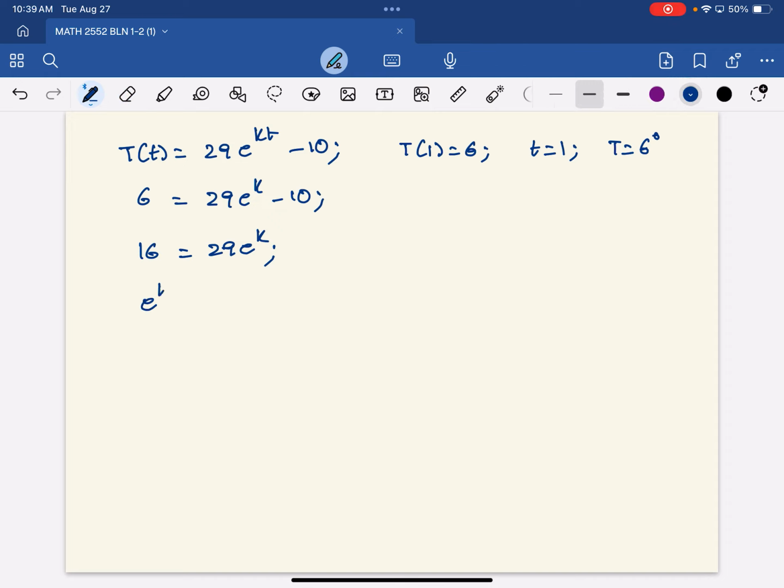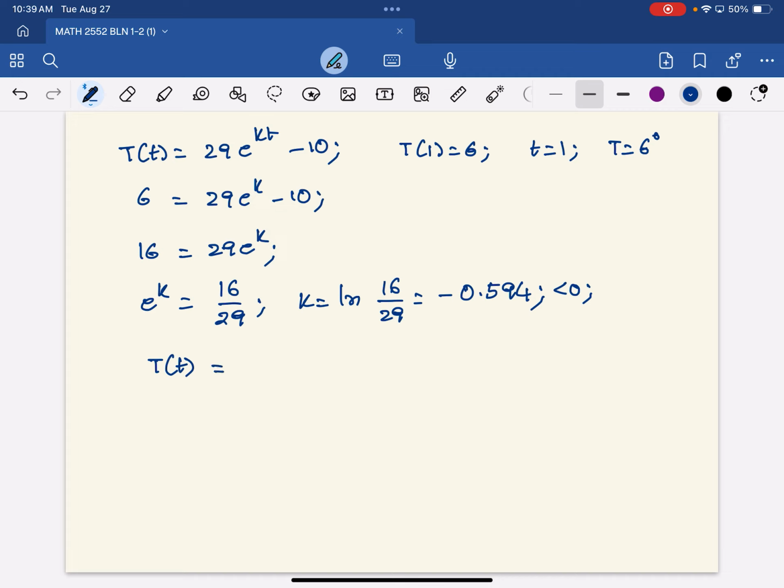e to the k is going to be 6 over 29. So k is going to be the natural log of 16 over 29, and that turned out to be negative 0.594. So the k value is negative, which means the temperature is declining. In the previous problem, the k value was positive, so the population was increasing. In this problem, the k value is negative, which tells you that the temperature is declining.